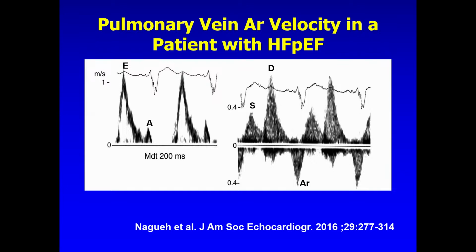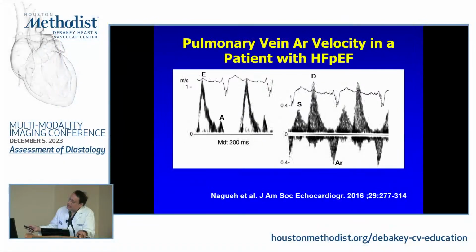We compare the time difference between these two signals, mitral A and the atrial velocity in pulmonary veins, and a time difference exceeding 30 milliseconds is indicative of increased LV end-diastolic pressure. Also, the A velocity in late diastole in the pulmonary veins, that A reversal that exceeds 35 centimeters per second, is associated with increased LV end-diastolic pressure.